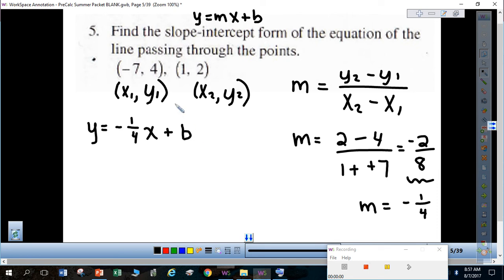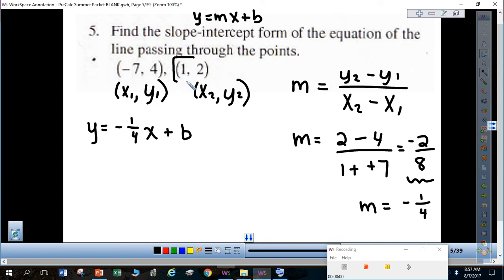And so what we can do here is plug in either one of these points in for x and y to figure out what the y-intercept is. And actually, you'll get the exact same answer no matter if you choose the first point to plug in or if you choose the second point to plug in. So I might actually just use the second point because there's no negatives to deal with. We'll see what happens here.